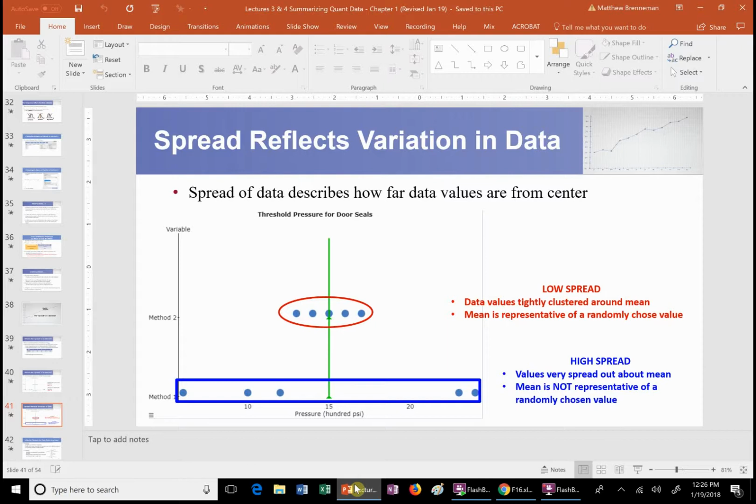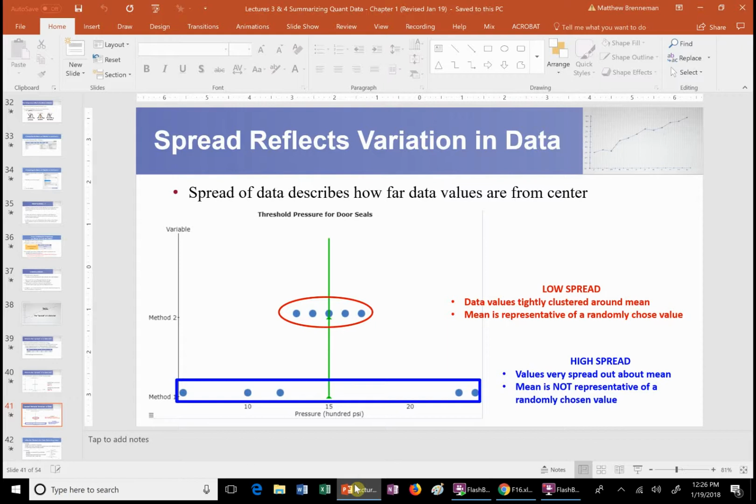Now, here's how we want to think about this. When we have a large spread, I'm just going to use an arrow for high spread, okay? When we have a large spread, the way we interpret the mean is that the mean is JUST the center of the data set. It's the center of our distribution. And so this is our general way of thinking about the mean, right?